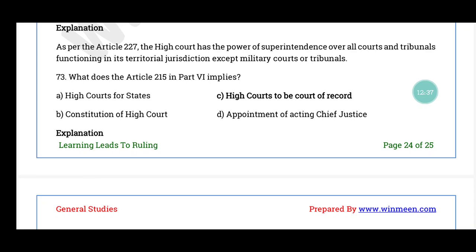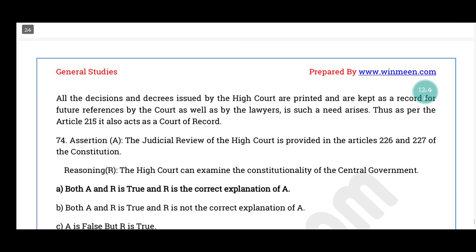Question number 73. What does the Article 215 in Part 6 implies? The correct answer is option C. High Courts to be a court of record. High Courtல இருக்கிற எல்லா டெசிஷன்ஸும் டிக்ரீஸும் printed and kept as a record for the future reference by the court as well as by the lawyers if such need is arising. Thus, as per Article 215, இது வந்து High Court வந்து ஒரு court of record-ஆ செயல்படுகிறது.